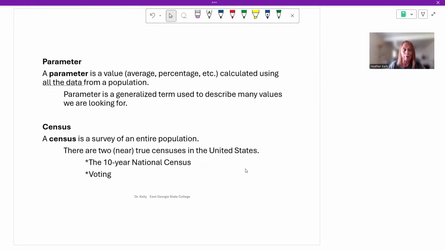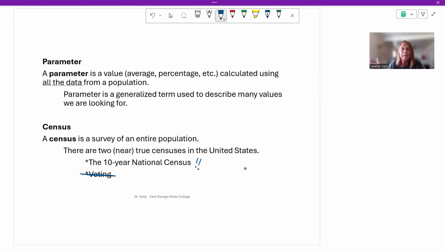I'm going to retract me even saying voting. I don't even know why I thought about that, but I am definitely going to say the census is something that surveys the entire population.